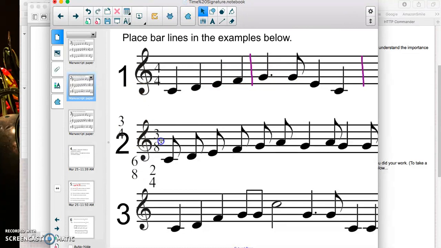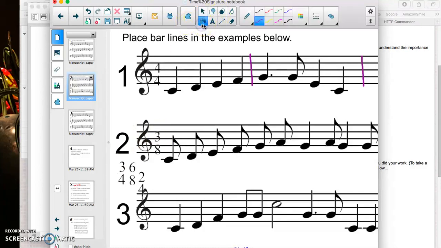Let's say this example, number 2, is going to be in 3/8 time. You can answer this question now because you know that a 3/8 piece of music has 3 beats per measure. So what kind of note gets one of those beats? Is it an eighth note, or a quarter note, or a half note, or a 16th note? Since the 8 is on the bottom, the eighth note receives a beat, so I can have 3 eighth notes per measure.